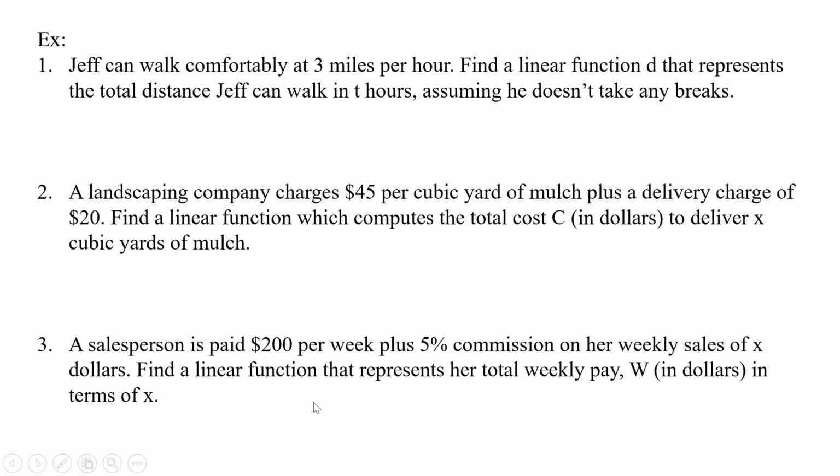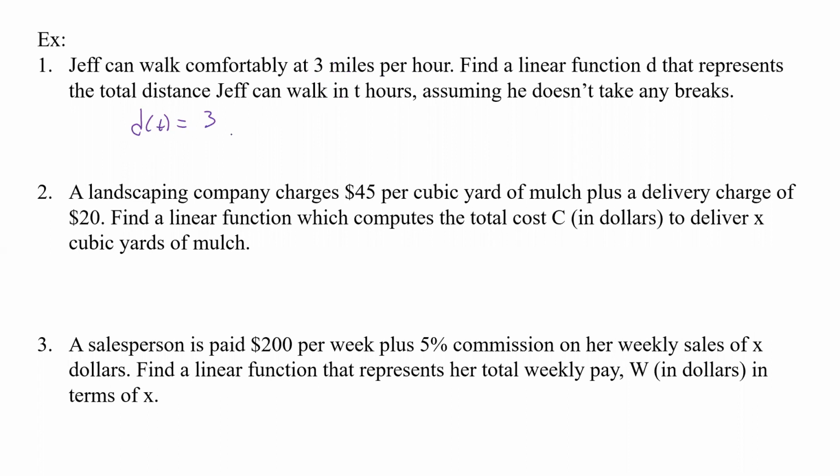All right, so some examples of converting these word problem application problems into actual linear functions. So the first one says, Jeff can walk comfortably at 3 miles per hour. Find a linear function d that represents the total distance Jeff can walk in t hours, assuming he doesn't take any breaks. So this is just a straight linear function. It doesn't have you started off walking so many miles. And so we have d of t is equal to, well, our constant that's change, or the rate, is 3 miles per hour. So that's going to be 3.